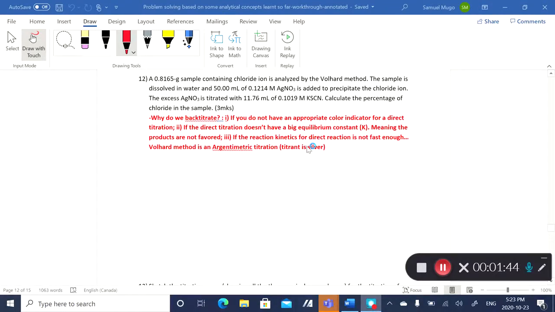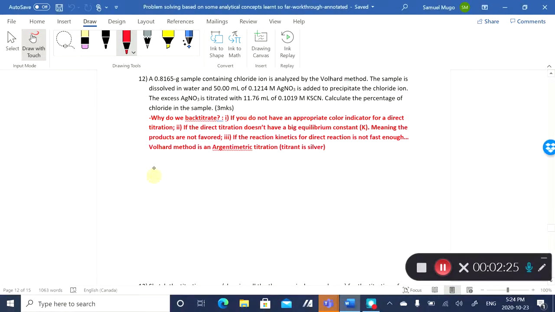If the reaction kinetics of a direct reaction are not fast enough, then again you need to do a back titration. Ideally, if you're doing a direct titration, you need to make sure that anytime you add a very small drop of your reactant, the reaction goes to completion. If that's not the case, if you need to wait 2-3 minutes, then a direct titration will not work, and instead you would do a back titration. An example of a back titration is the Volhard method, which is an argentimetric titration.